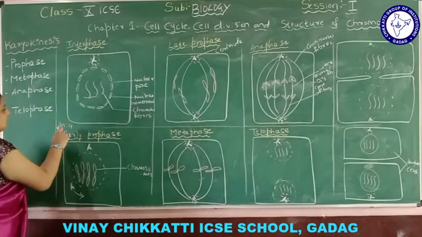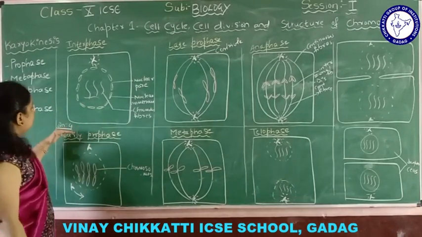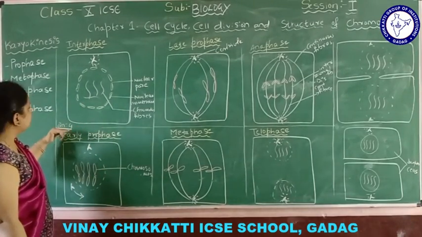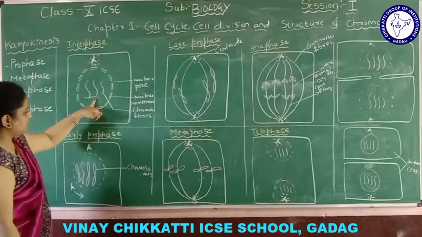Now the chromosome number we have taken as 4. Just to keep track of the number of chromosomes, I have taken the diploid number of chromosomes, that is 4. So I have drawn 4 chromatin fibers here. Chromatin fibers are thread-like structures.